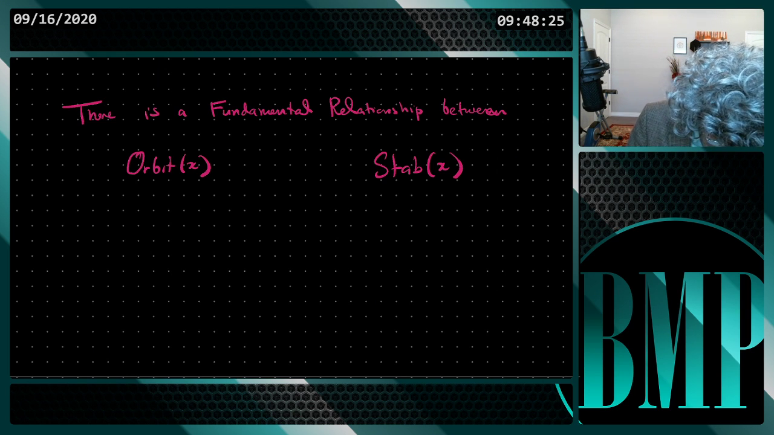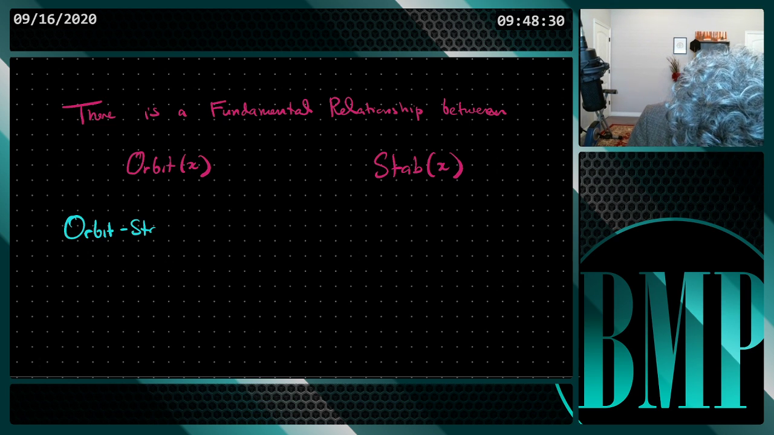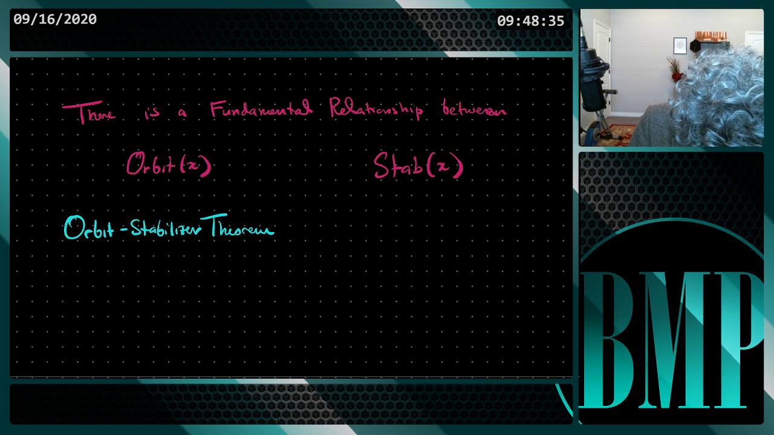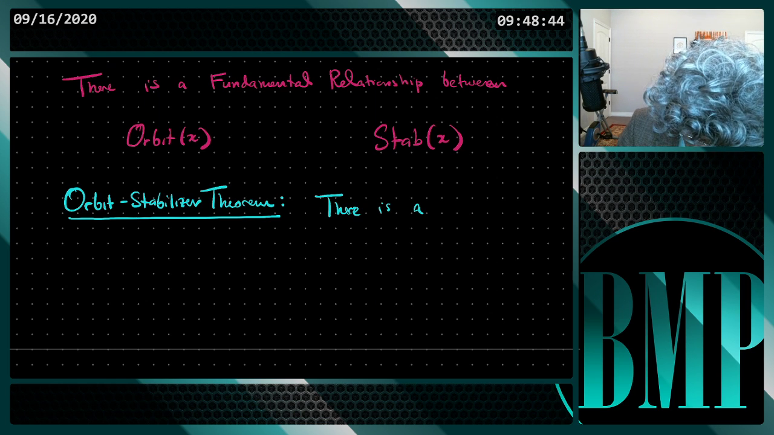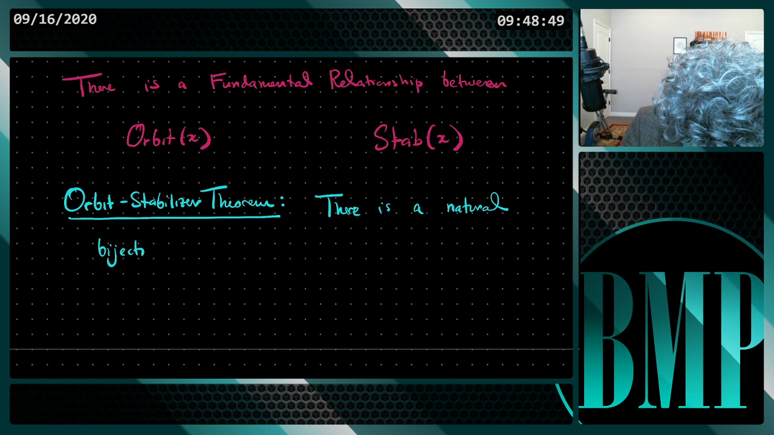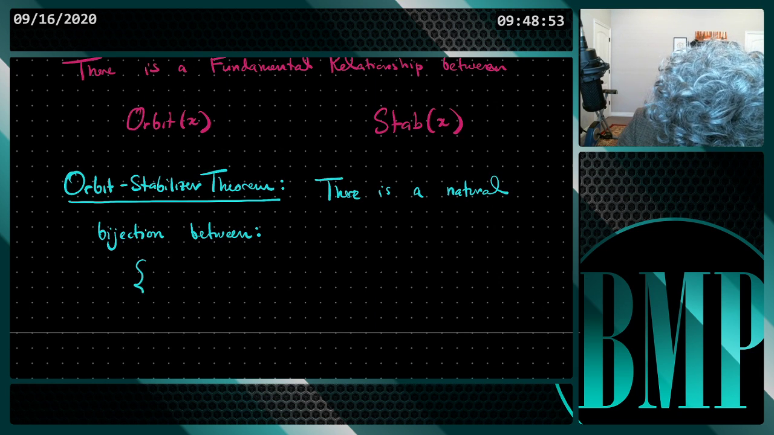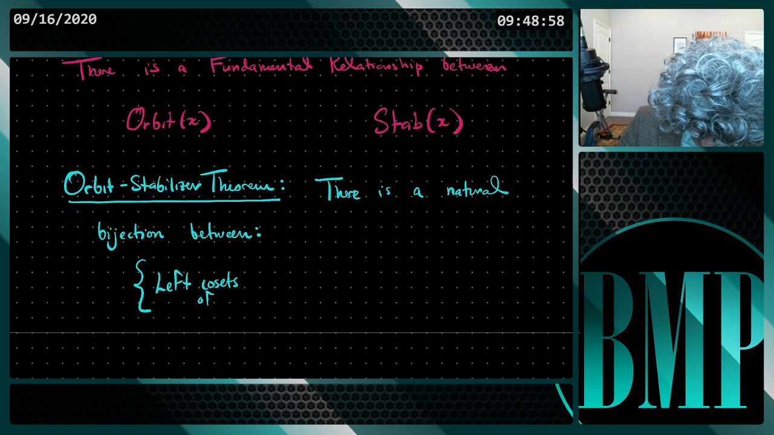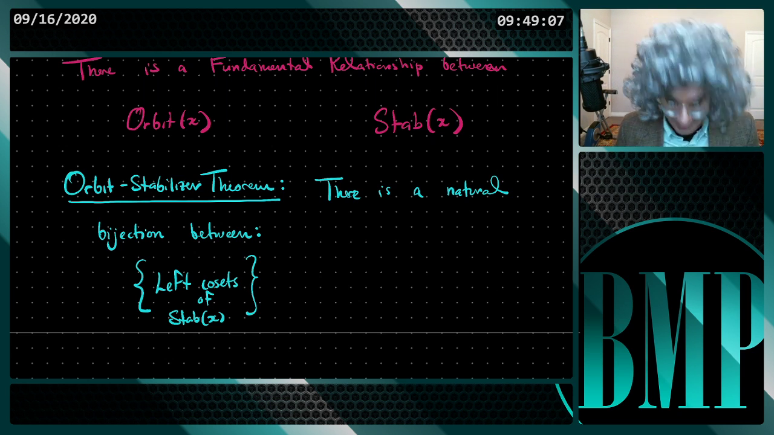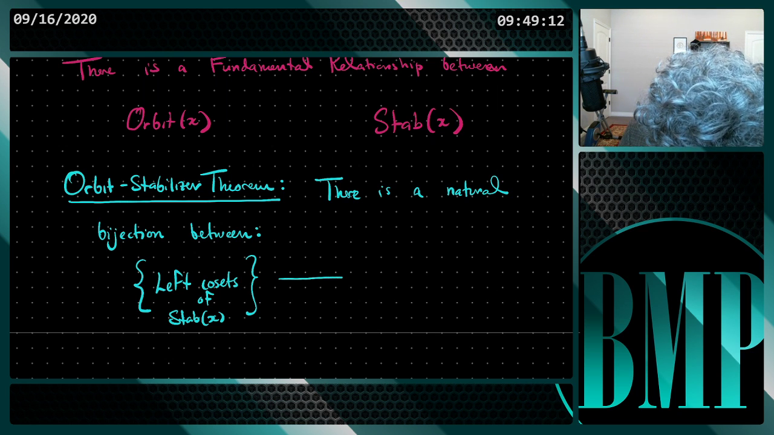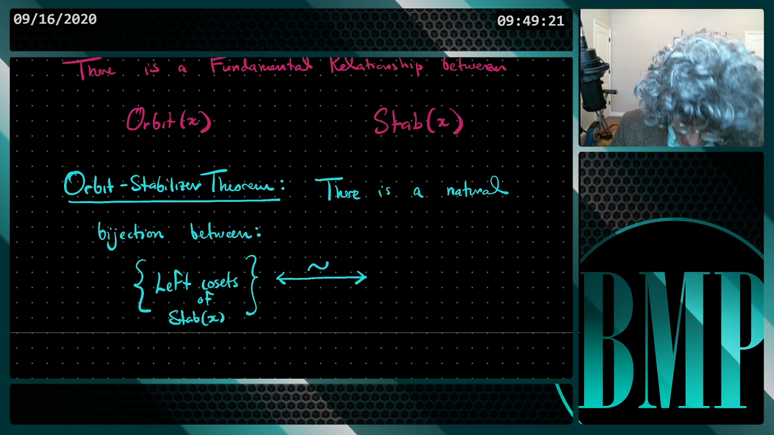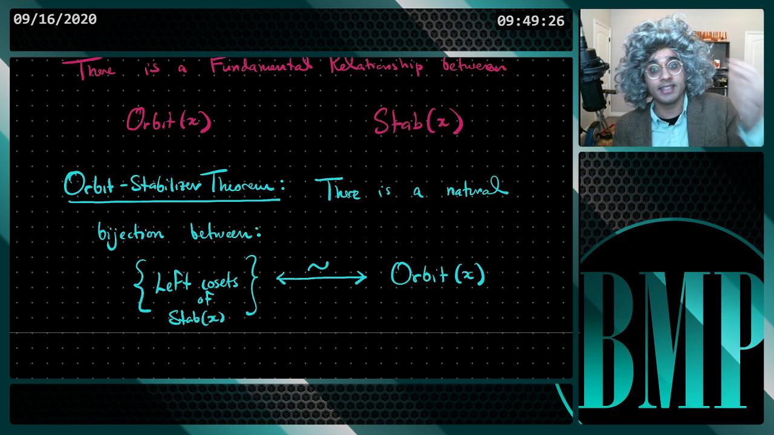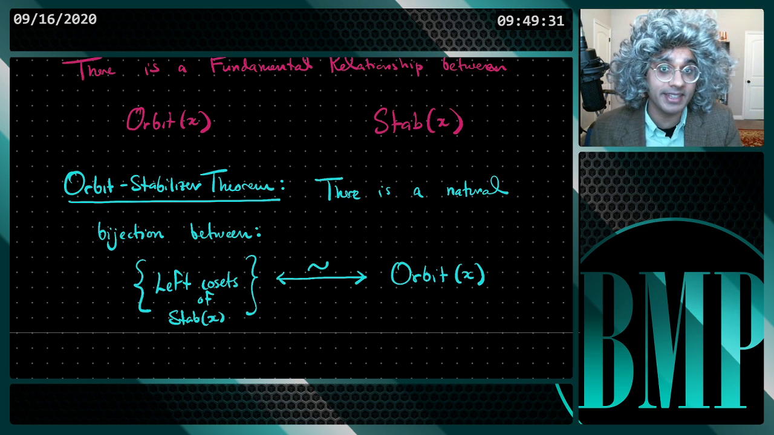The name of this fundamental relationship is the orbit stabilizer theorem. It states the following, okay? It states that there is a natural bijection between left cosets of the stabilizer of a point. Subgroups have left cosets. That didn't change over the week. There's a natural bijection between left cosets of the stabilizer subgroup and points in the orbit of X. There's a natural bijection between these two sets.